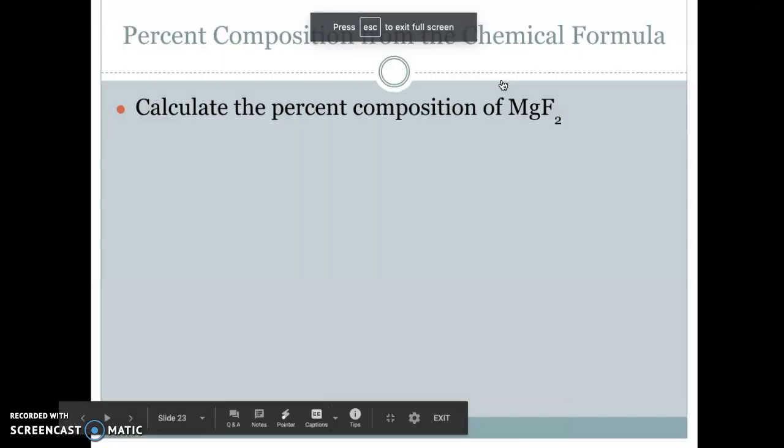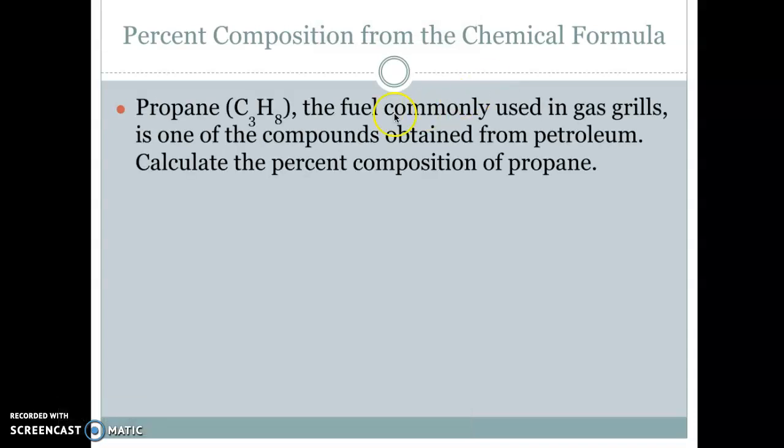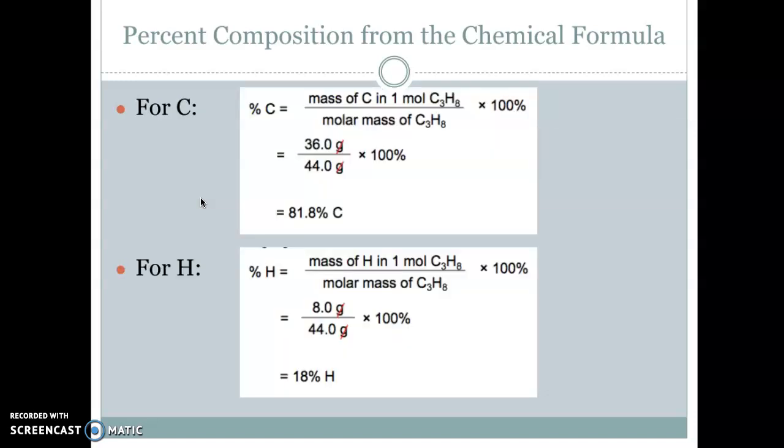Okay, switching back over to the slideshow now, so we showed that problem. Try this one out. So we have propane, C3H8, the fuel commonly used in gas grills. It's one of the compounds obtained from petroleum. Calculate the percent composition of propane. We want to find a percentage of carbon and a percentage of hydrogen. So try that one out, and I'll show the answer in just a second. You can pause the video. Okay, here's the answer for that.